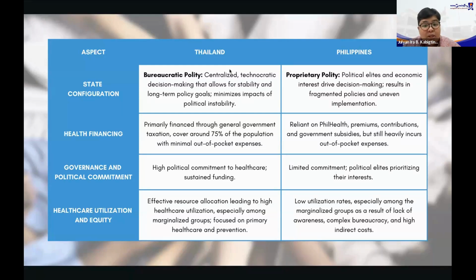Moreover, there is also limited commitment because political elites more often prioritize their own interests. And the last point is that there are low utilization rates, especially among marginalized groups, as a result of lack of awareness, complex bureaucracy, and high indirect cost.